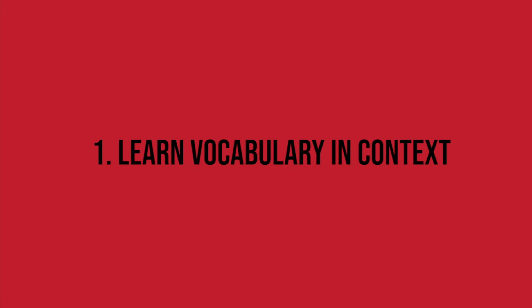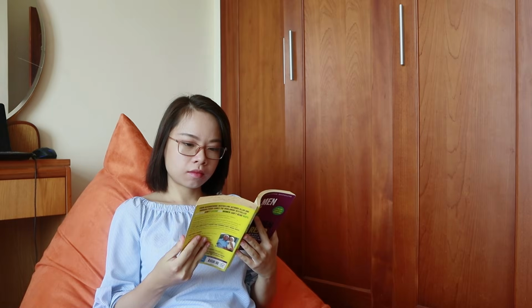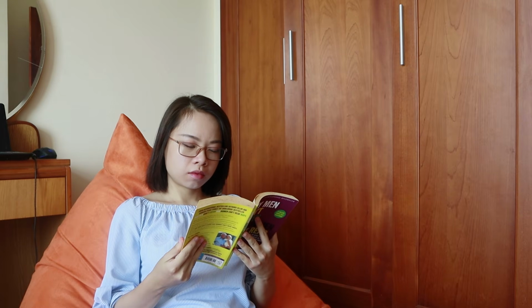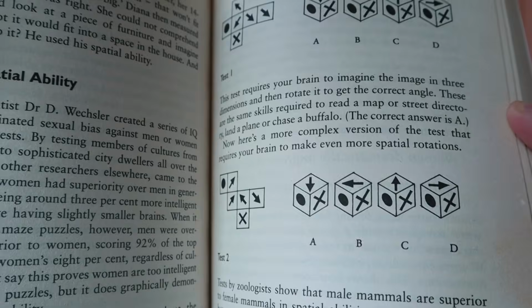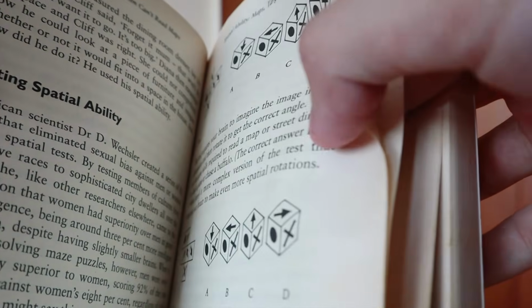Number 1, learn vocabulary in context, which means that you should learn new words when you are reading or listening to English. By this way, you can see how a native speaker uses the word in real-life situations, because besides meaning, we also need to know things such as style, collocations, or popularity in order to use the word.